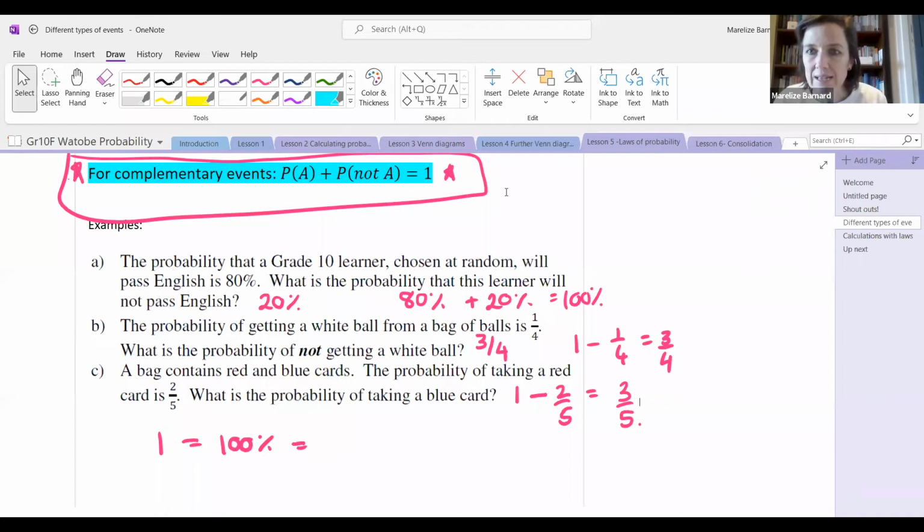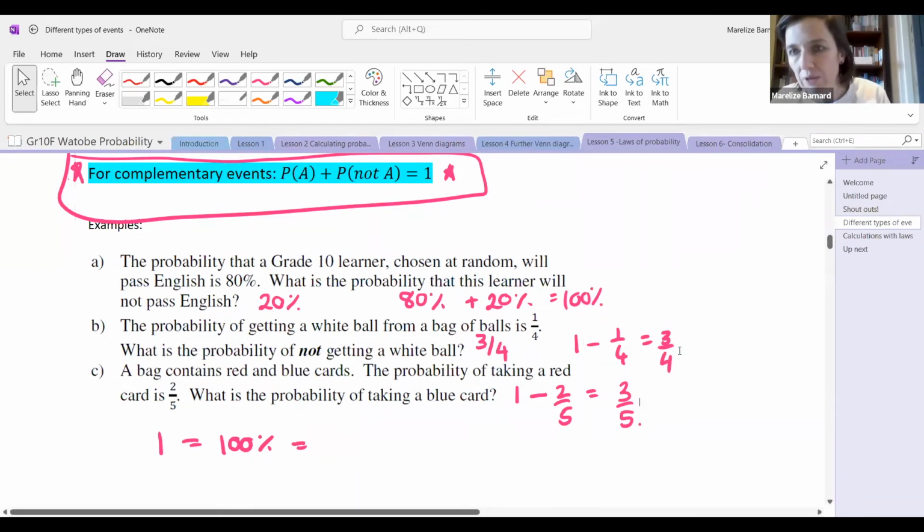I don't understand B. How did you get 3/4? Guys, I just explained. Please follow along. I just explained that you go 1 minus 1/4. That gives you 3/4. Mokoko Bale, you have a question?